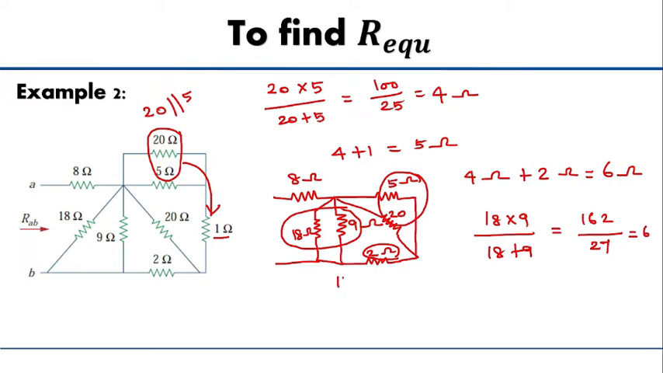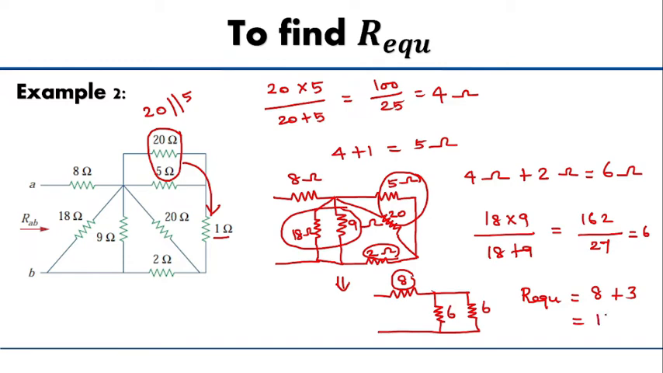Therefore, the equivalent circuit becomes 8 ohm and two 6 ohm resistors connected in parallel. These two 6 ohm resistors in parallel will give you an equivalent resistance of 3 ohm, and that 3 ohm is connected with this 8 ohm resistor. Therefore, your R equivalent is equal to 8 plus 3, which gives you 11 ohms. So for this circuit, the R equivalent, which is RAB, is equal to 11 ohms.